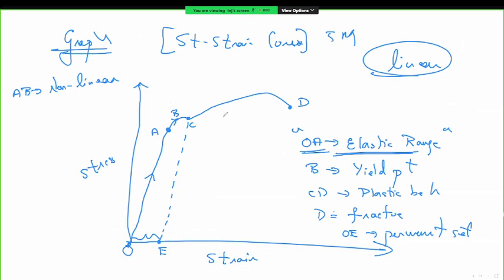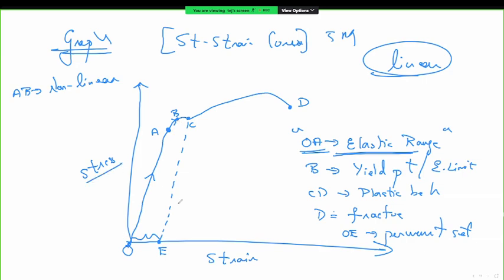Now, the moment it reaches B, as I told you, it is called the yield point or elastic limit. Yield point or elastic limit. So from now onwards, things are not in your control, which means the rubber band or the material will stop behaving like an elastic material. It will start behaving differently. Now, how is that different? Listen, the difference is from B to C because B is the yield point. From O to A, it was a linear graph.